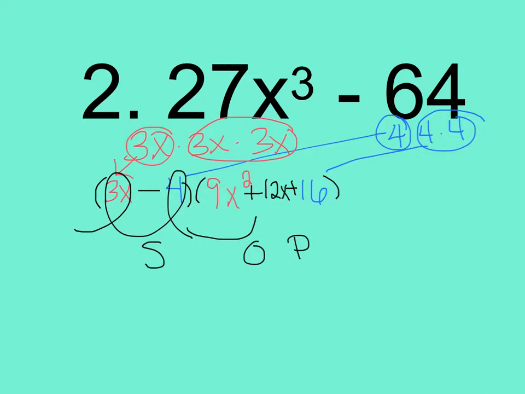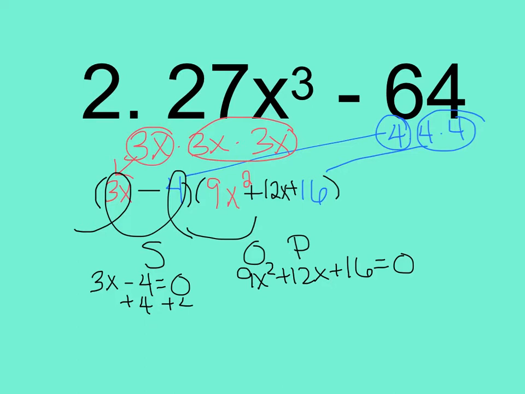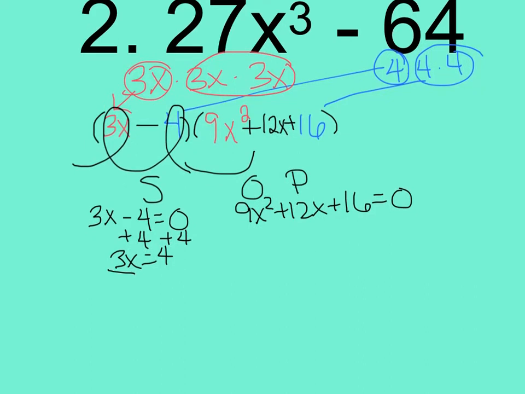Now that we've factored it, we need to set them each equal to 0. So 3x minus 4 equals 0. 9x squared plus 12x plus 16 equals 0. In the first one, we add 4. 3x equals 4. Divide by 3. So x equals 4/3.